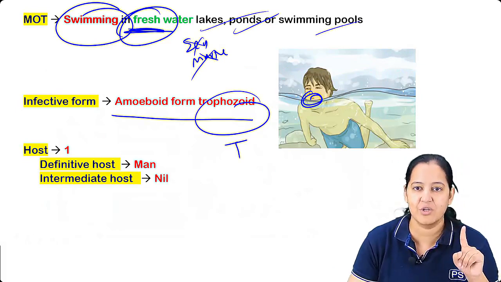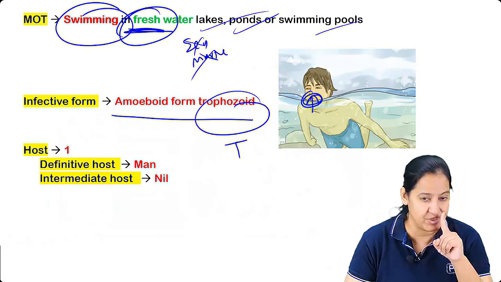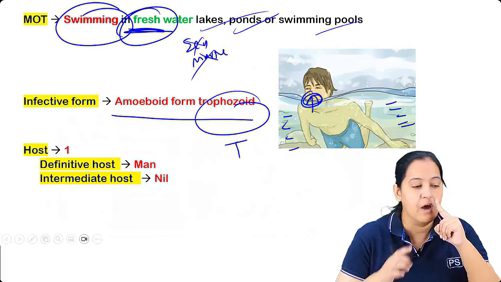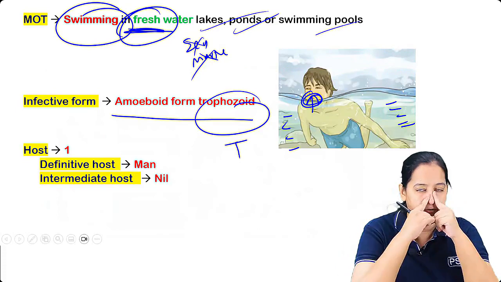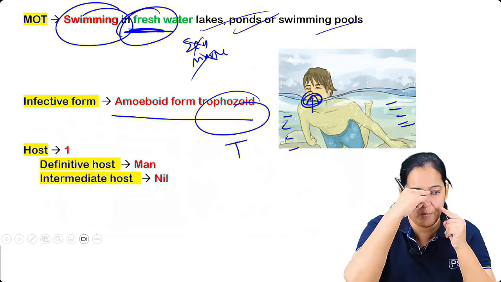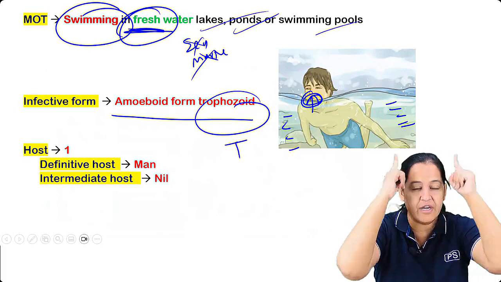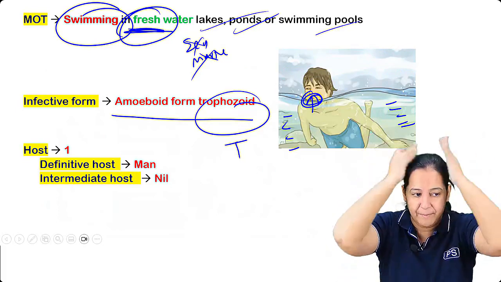So see here, the trophozoite is entering inside the nose. Imagine the water contains the trophozoite and it enters from the nose. From the nose, it will go to the nasal mucosa. From the nasal mucosa, it will go to the cribriform plate. From the cribriform plate, it will go to the olfactory nerve. And via the olfactory nerve, it reaches the brain. Say yes.